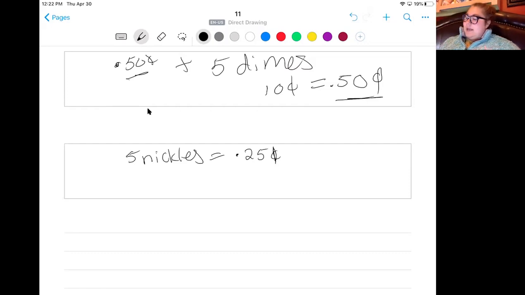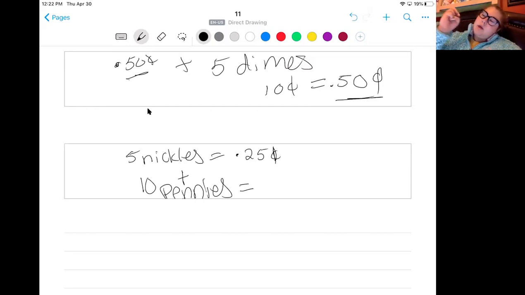What if we add 10 pennies to this? So plus 10 pennies. What is a penny worth? That's right, 1 cent. Can we add? So we need to count by 1 10 times. So 1, 2, 3, 4, 5, 6, 7, 8, 9, 10. That's right, 10 cents.